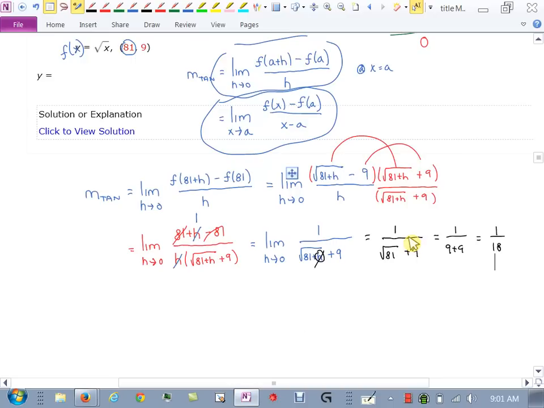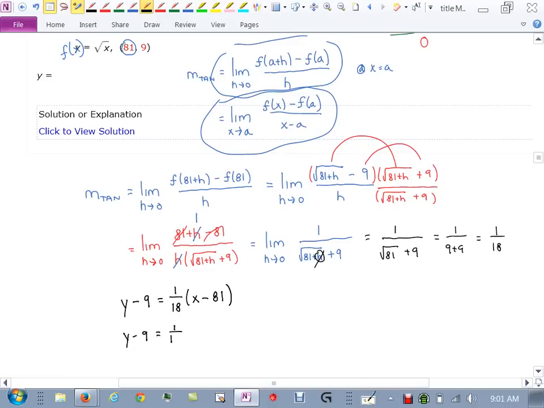Now I need to find the equation. So I'm using my y minus y1, here in this case 9, equals the slope m, 1 over 18, times x minus x1, which is 81. And then I can go ahead and distribute through.